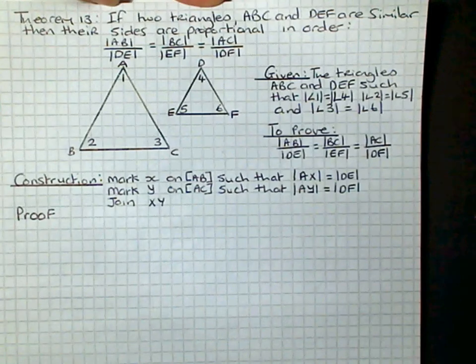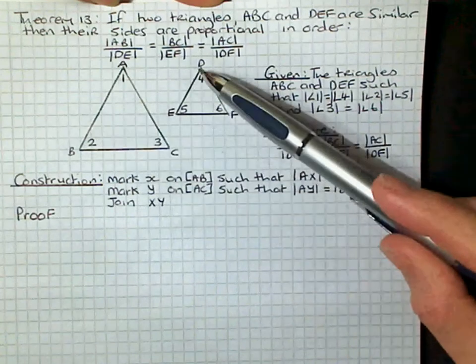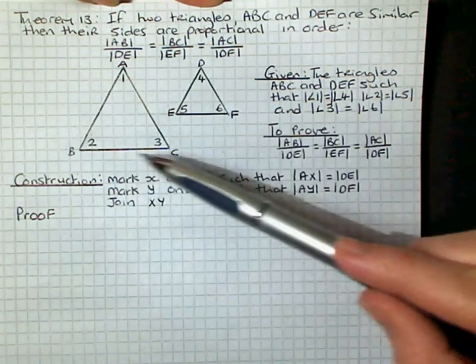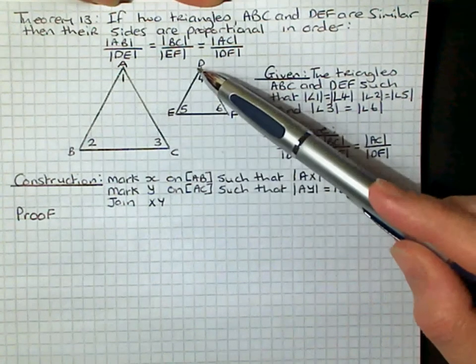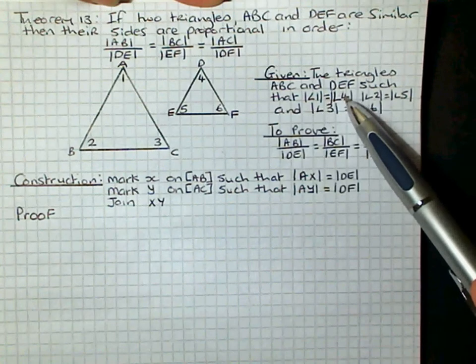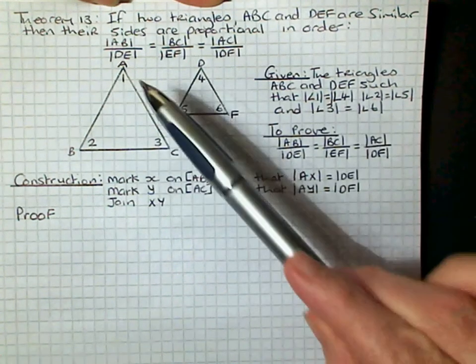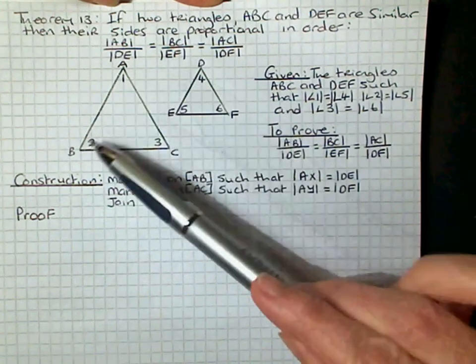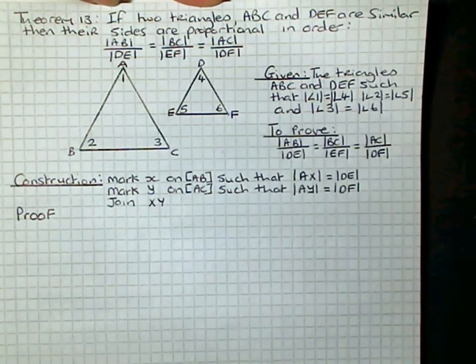Theorem 13. If two triangles ABC and DEF are similar, then their sides are proportional in the order that AB divided by DE is equal to BC divided by EF is equal to AC divided by DF. So what are we given? We're given the triangles ABC and DEF such that angle 1 equals angle 4, angle 2 equals angle 5, and angle 3 equals angle 6.